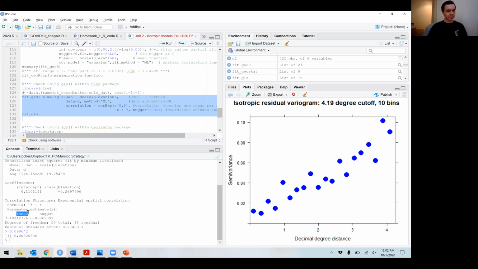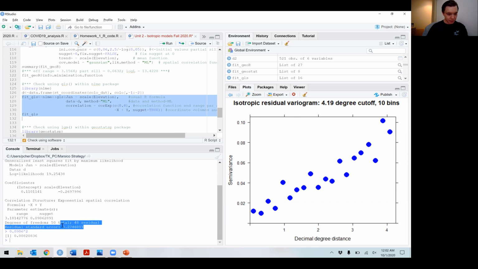It is not the range parameter. And the fact that this is the nugget standard deviation and not the variance, that could have been made a little bit more clear. Here is the residual standard error. This too is not the partial sill, because this is the square root of the partial sill, right? The sill and the partial sill are both on the scale of the variance. Residual standard error is on the scale of the standard deviation.